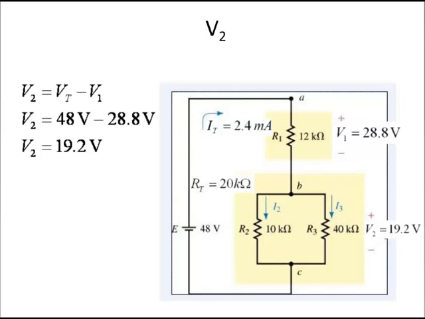The easiest way of calculating V2 is to take the total of the applied voltage and subtract the value of V1, which we just calculated. Therefore, in this case, V2 is equal to 48 volts minus 28.8 volts, or V2 is equal to 19.2 volts.